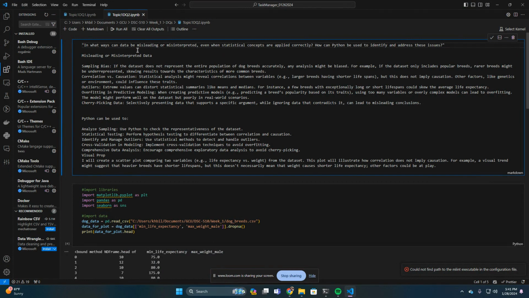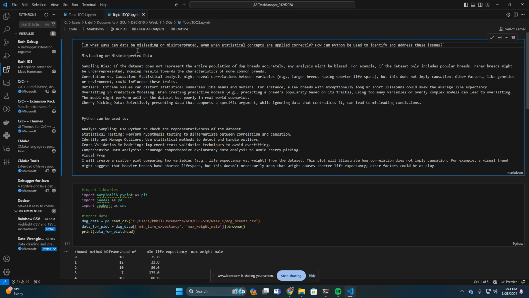Oh my gosh, English is hard today. Even when statistical concepts are applied correctly, how can Python be used to identify and address these issues? So there's a lot of different ways that can happen. Sampling bias, correlation versus causation, outliers. That's why we usually clean those up, right? Overfitting or cherry picking, and you can see what all those mean right here. If I go through them all, we'll run out of time.